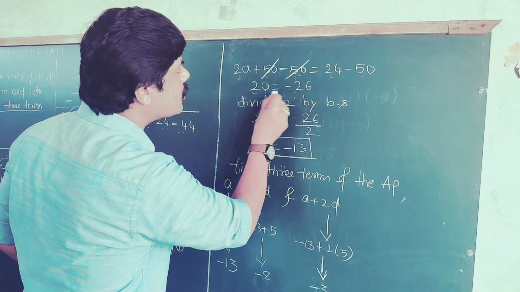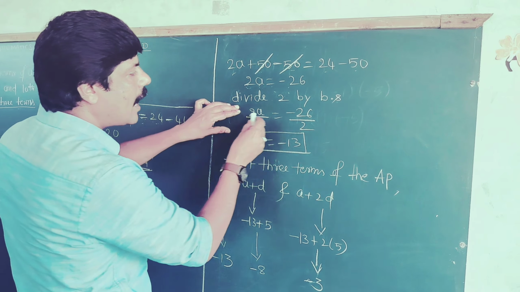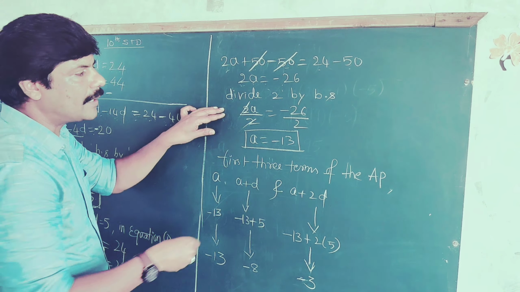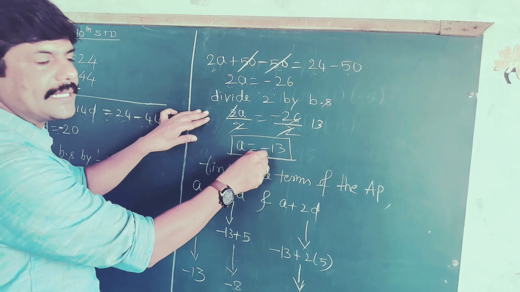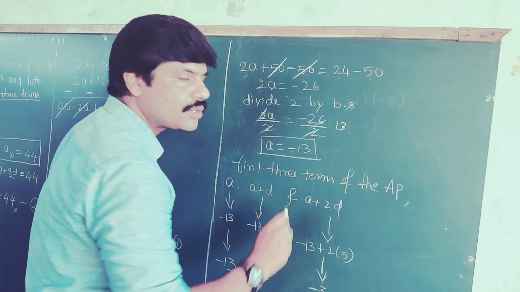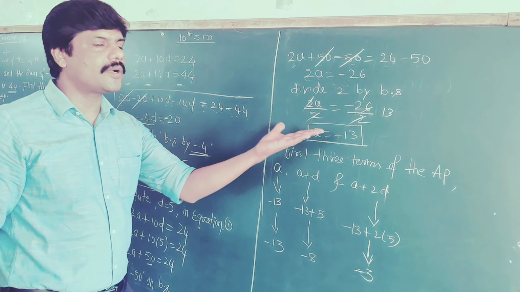Now divide both sides by 2, so that 2 will be eliminated. After dividing, 2 and 2 get cancelled. 2 times 13 is 26, and the minus remains as it is. Thus we have got A is equal to minus 13. We have got D is equal to 5 here and A is equal to minus 13.